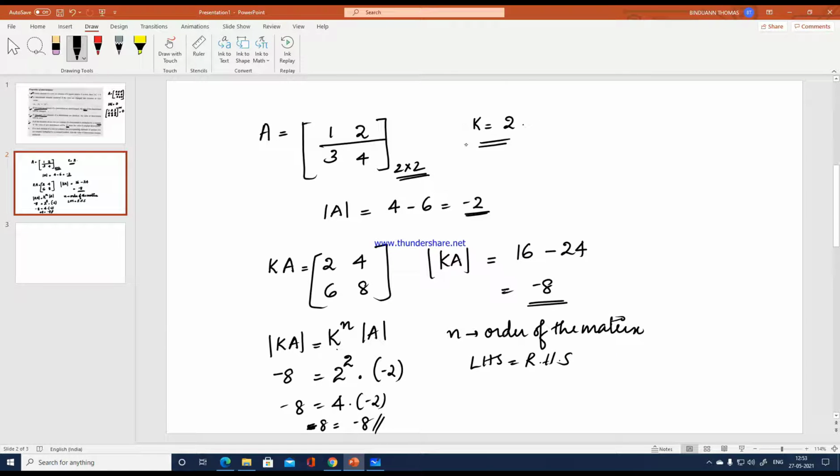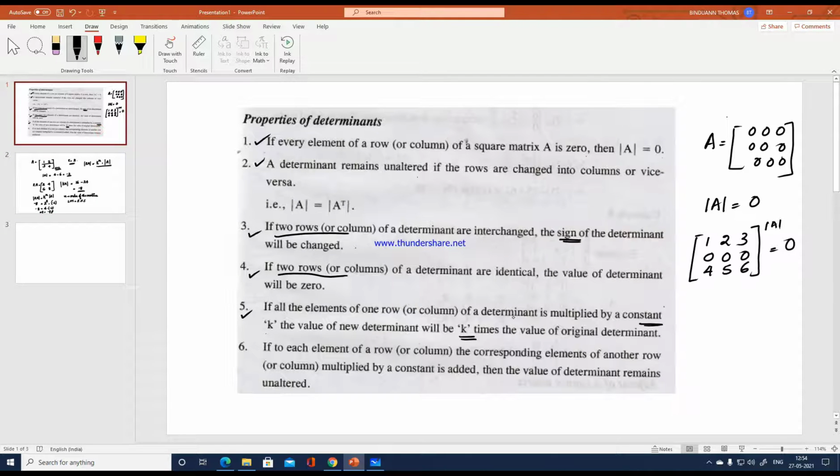So if we are multiplying a constant k to a matrix A, the determinant of kA will be equal to k raised to n, where n is the order of the matrix, multiplied by the determinant of the original matrix. Okay, that is how we find the determinant with respect to a constant k.